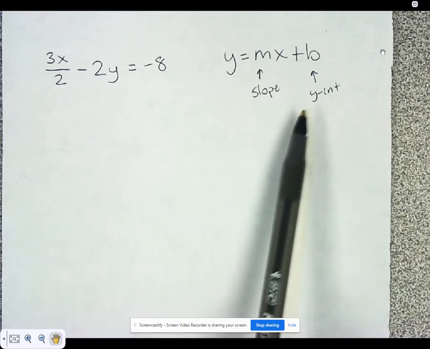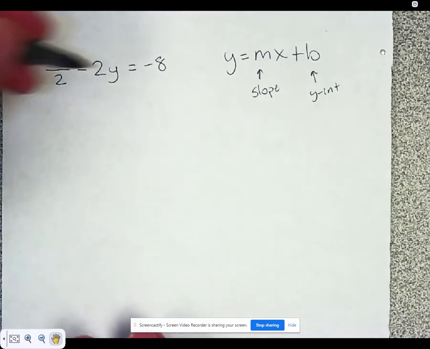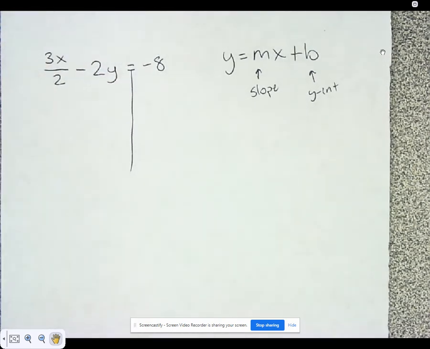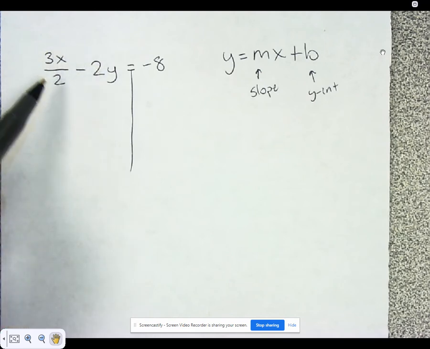To be in slope-intercept form, y needs to be all by itself. It needs to be isolated. So I'm going to do that. There's a couple ways you can do this, and none of them are wrong. So I'm just going to pick one. I'm going to leave y where it is, and I'm going to try and get rid of all the stuff over here by y. So that's the way I'm going to try and isolate y.